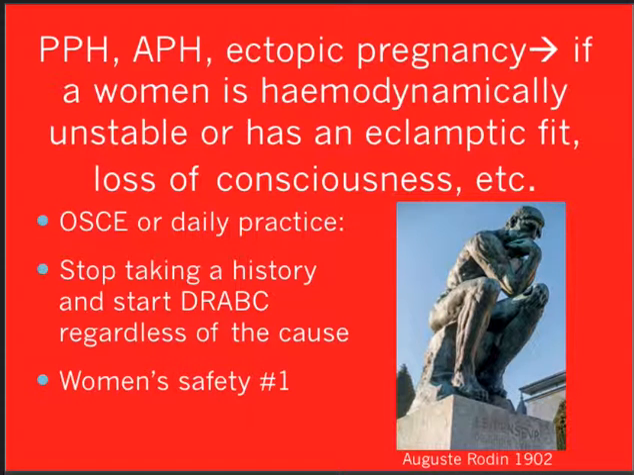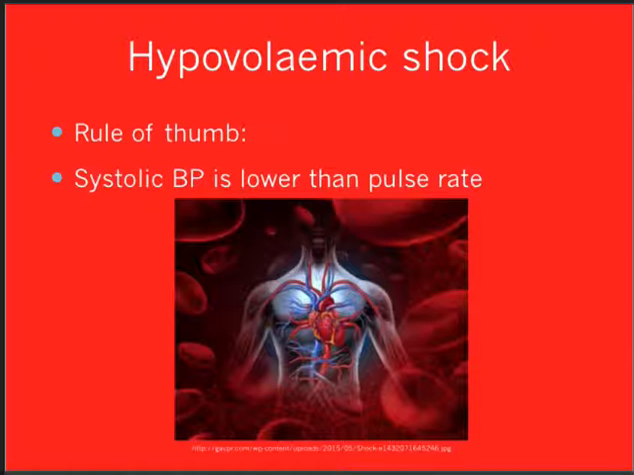Regardless of the cause, that's important. Woman's safety is paramount, is number one. So, hypovolemic shock, the most simple rule, the rule of thumb is, if you find that the systolic blood pressure is lower than the pulse rate, in principle, you start managing the lady as having hypovolemic shock. Of course, we can have more detailed and refined information, but this is important to keep in mind.